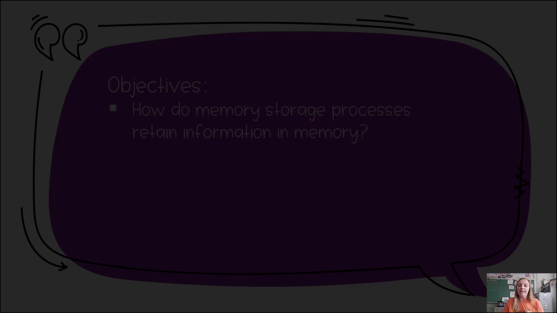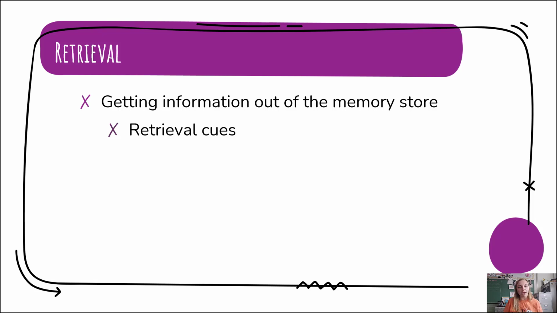So before we can get into how things come out of memory, we first need to talk about what retrieval is. Retrieval is purely the getting of information out of our long-term memory and using it. This is bringing that information back up into working memory to be able to use and then compare to the new information we're getting in to make decisions about the world.